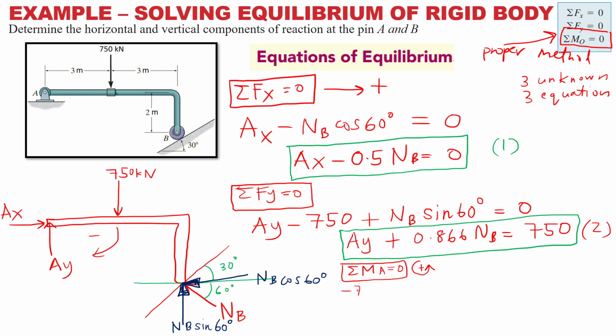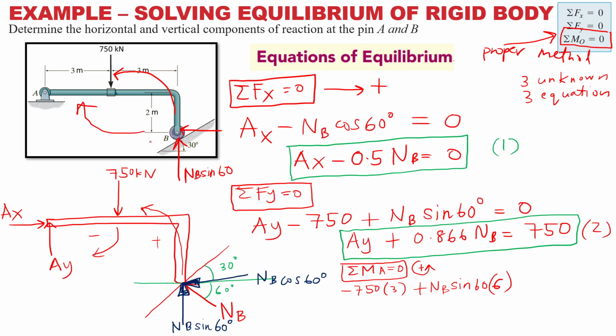So negative 750 times 3 meters. Then NB, NB has to be broken down. NB goes up like that, so it becomes positive. Plus NB sin 60, the dimension is 6. Remember this is your NB. NB sin 60 rotates like that positively. And then another one like this. It rotates like this. Is it negative or positive? It becomes negative. So this one is negative, this one is positive.